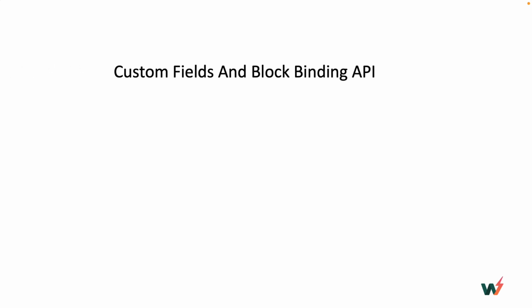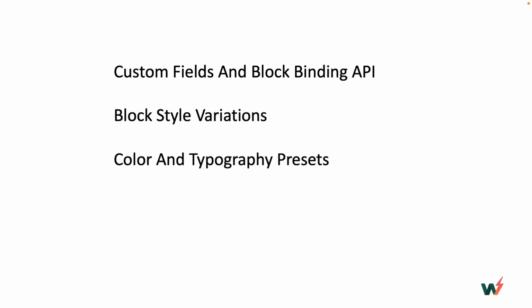There's now an easier way to add meta boxes and custom fields to the right sidebar for your plugins and themes. Theme authors can now suggest block style variations just the way they do for global style variations in their themes. And speaking of theme developers, you can now suggest color and typography presets. As a designer or site builder, you'll find those in the style section of the site editor.